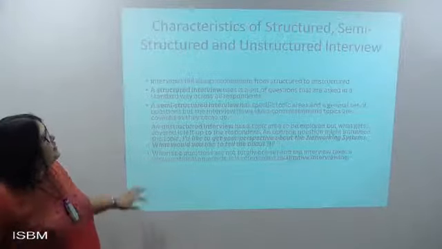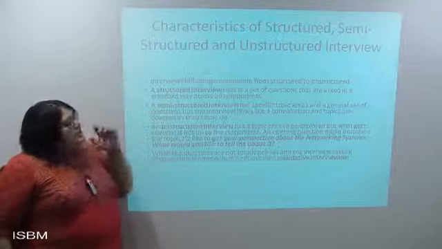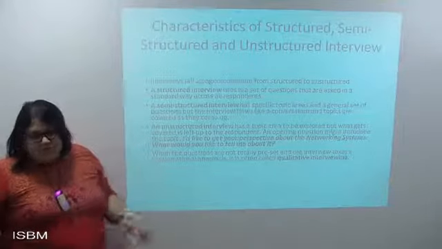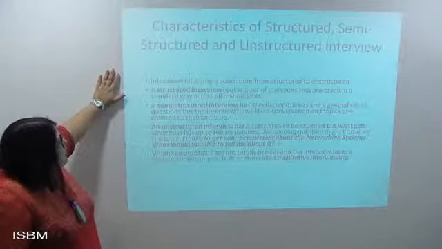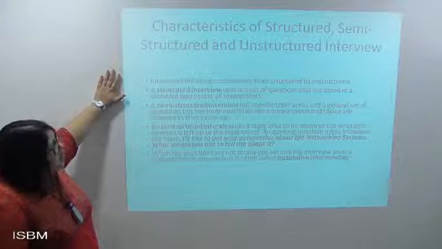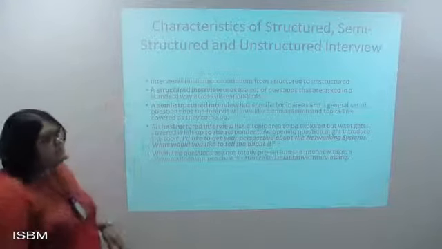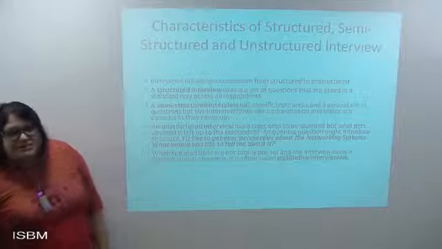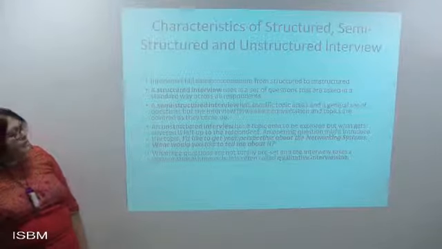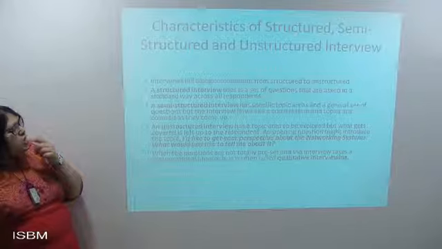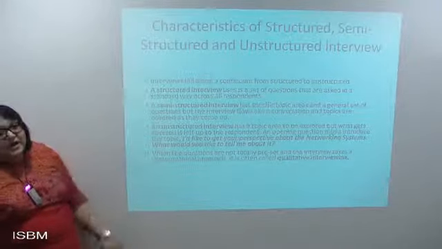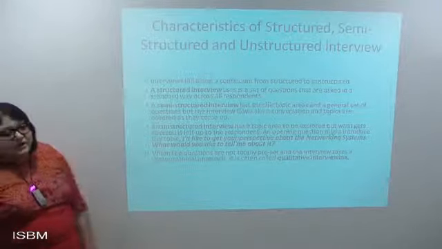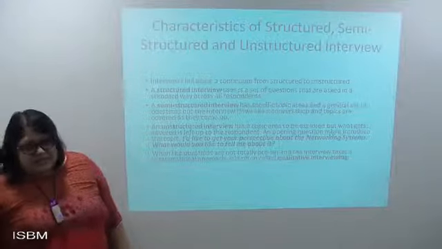Now what is the characteristic of a structured, semi-structured and unstructured interview? Interviews fall along a continuum from structured to unstructured. Now what is a structured interview? A structured interview is one in which there is a set of questions that are asked in a standard way across all respondents.